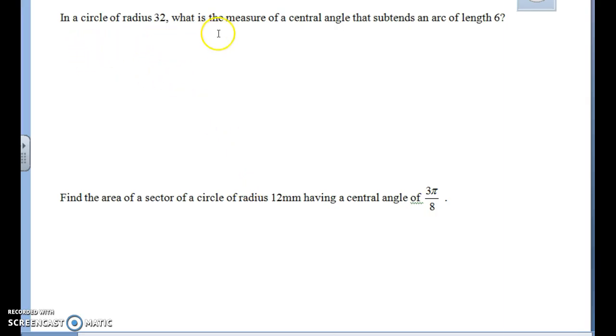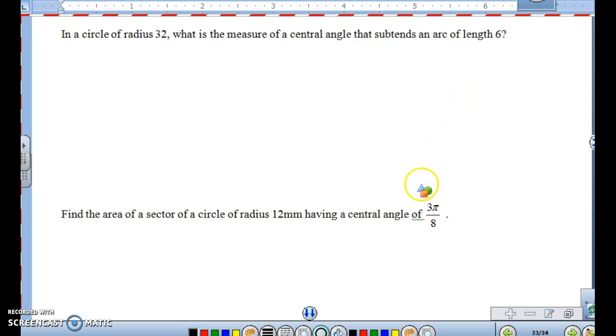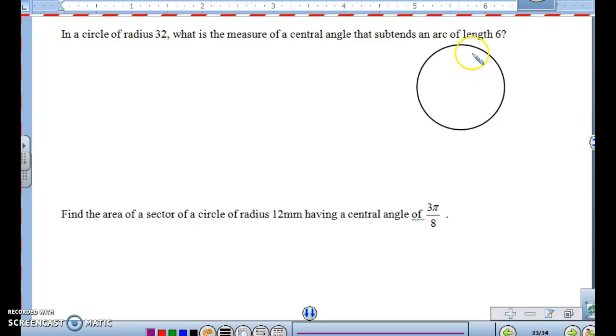In a circle of radius 32, what is the measure of a central angle that subtends an arc of length 6? Okay, so this doesn't say which way to do it. So let's do both of them. Let's do this in radians first. If I do this in radians, the radius is 32, and the arc length is 6. So I'm drawing my angle, whatever it happens to be, my arc length is going to be 6.